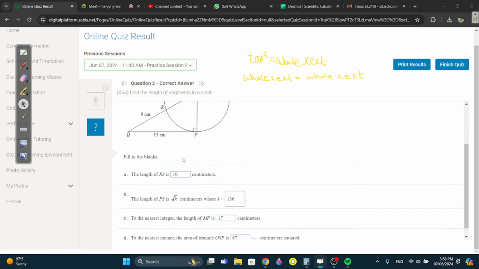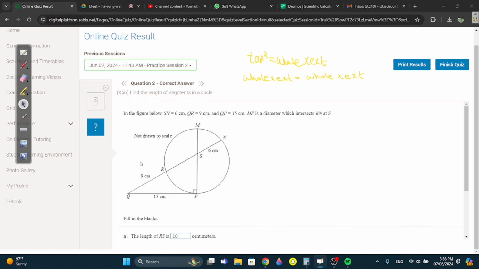In this case, we're working with a tangent QP. They want the length of RS, and you can see that RS is part of a secant. So the whole times exterior is going to be equal to the tangent squared. So 15 squared, because my tangent is the one for 15, equals the whole thing. Let's call this x. 9 plus x plus 6 times the exterior, which is 9.